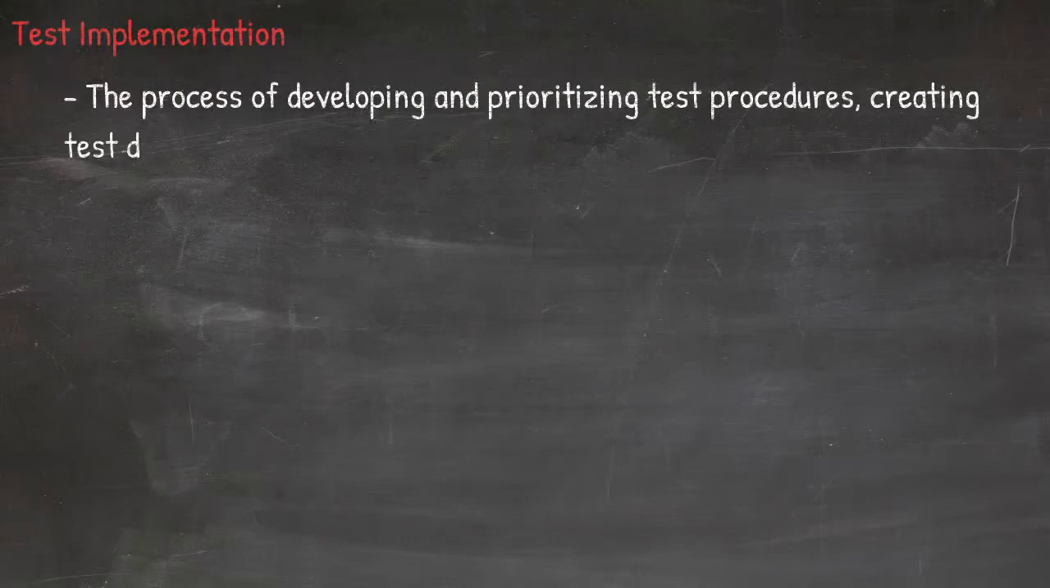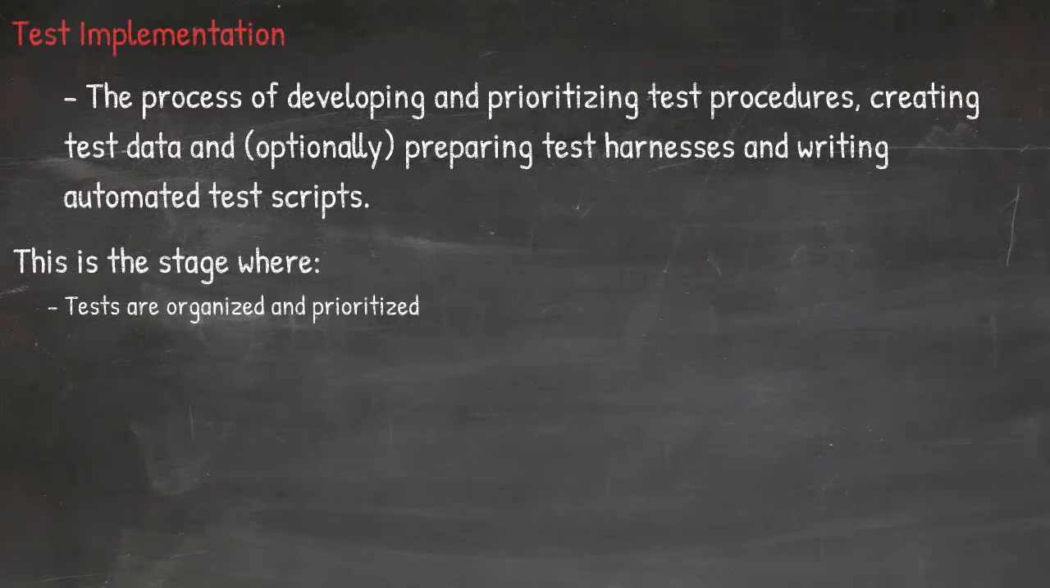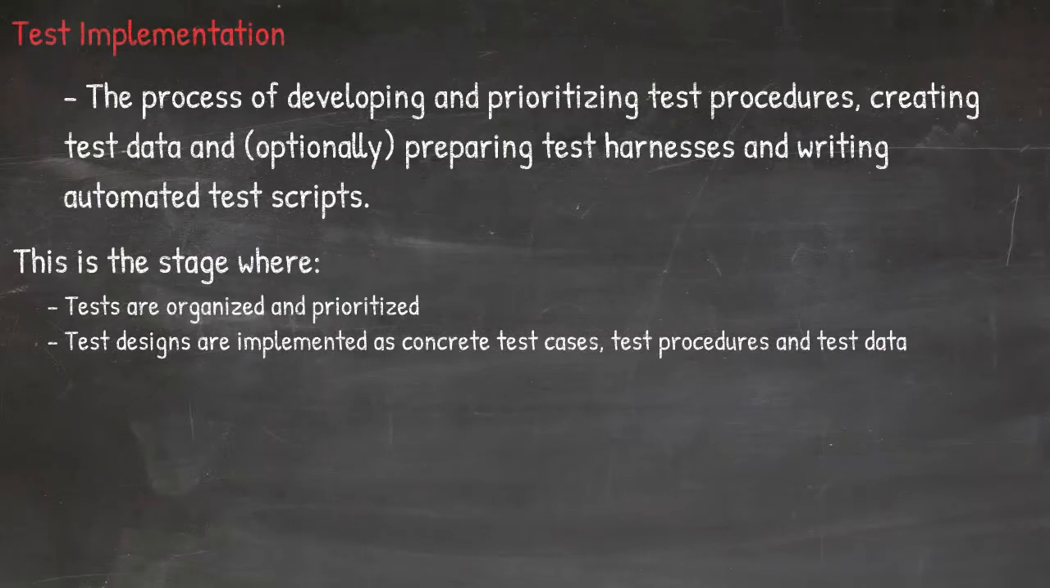Test implementation is the process of developing and prioritizing test procedures, creating test data and preparing the test harness, and writing automated scripts. Mainly, this is the last step prior to execution, and this is where we make sure that all prerequisites are met. As a set of actions, tests are organized and prioritized. Test designs are implemented as concrete test cases, and test procedures are associated with the relevant data.